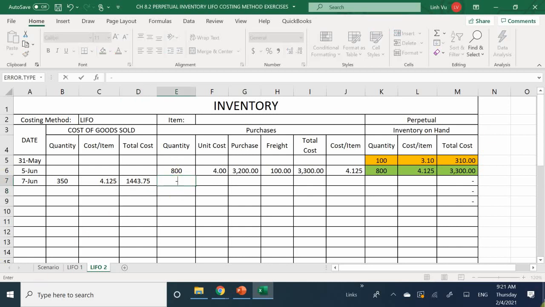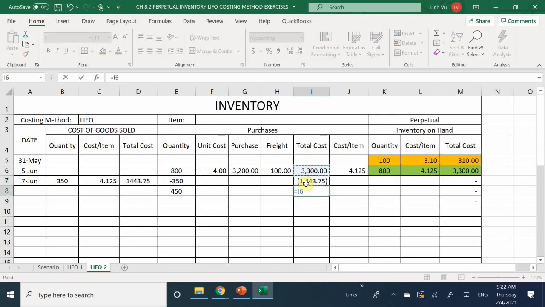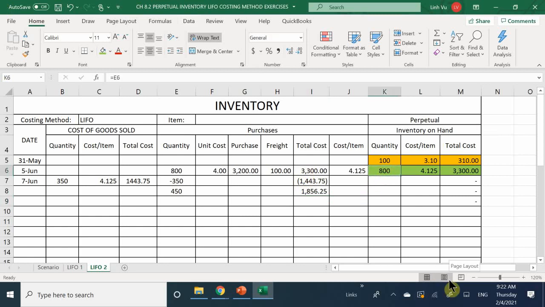And look, I can go ahead and eliminate that right away. So I should have a total remaining of 450. Same thing here. Not my total cost, my total cost. I'm going to eliminate my 1,443. So I should have 1,856.25. So 800 gives you 450. 1,856.25. Okay.